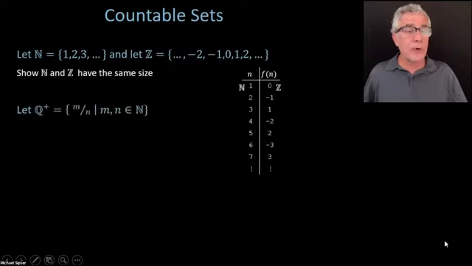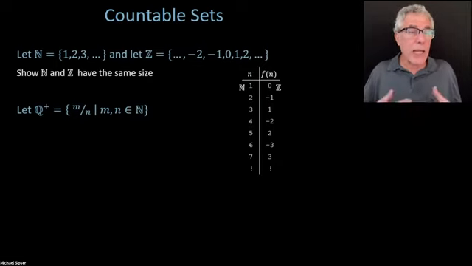Okay, let's do one that's slightly more complicated and perhaps slightly more surprising, which is that if you consider all of the rational numbers, that is a collection that has the same size as the integers, even though the rational numbers seem to me much richer and more numerous. From this perspective, they have the same size.